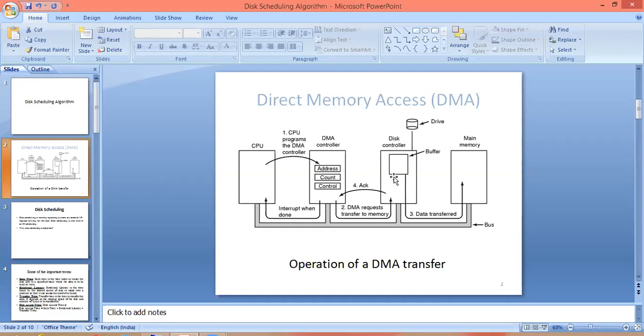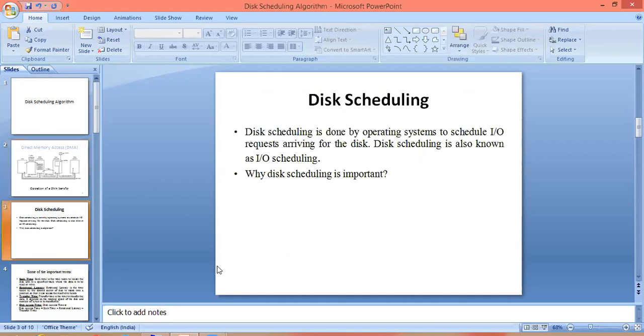But the disk controller executes one job at a time. So all other jobs reside at the disk controller in a queue. Which job is executed by the disk controller and which job is forwarded to the main memory for execution, that phenomenon is known as disk scheduling. So today we will see the disk scheduling related to the disk controller. Okay, so first the basic definition of disk scheduling.